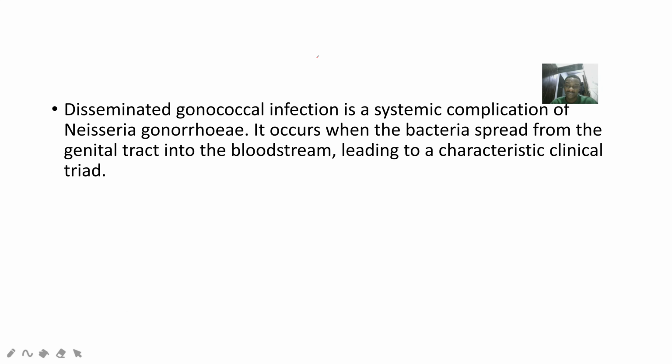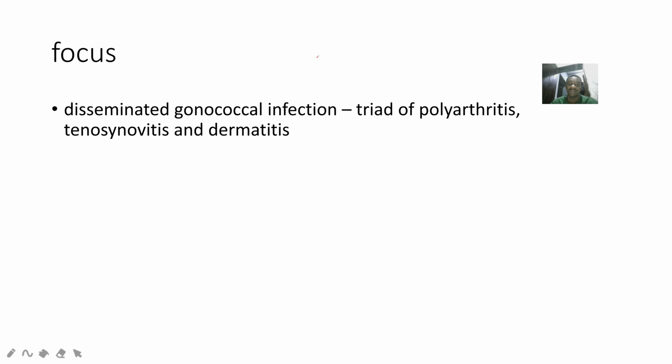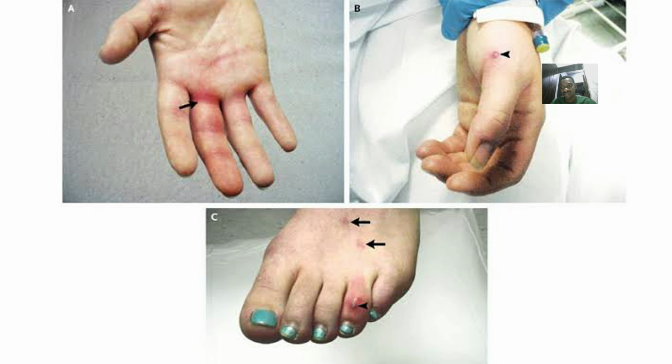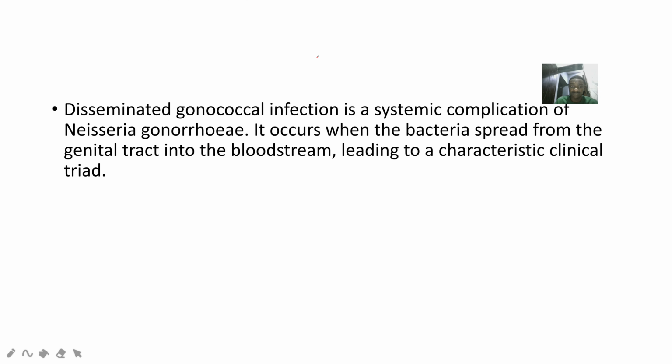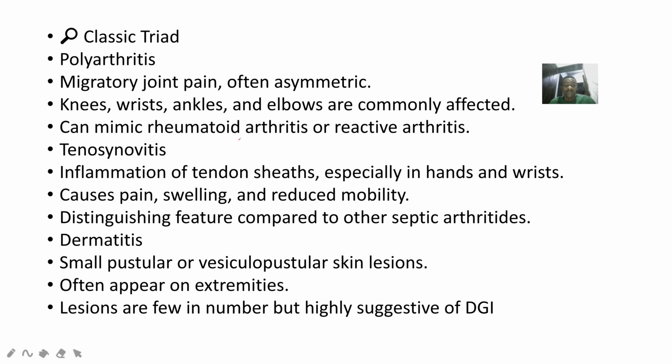This is where you now take up the synovial fluid, you test and you see that okay, the organism causing gonorrhea is actually there. So that's Neisseria gonorrhoeae. Okay, so there's tenosynovitis, where there's inflammation of the tendon sheaths, especially in the hands and wrist. There's a lot of pain, there's a lot of swelling, and the way the person is moving that part of the body is greatly reduced.